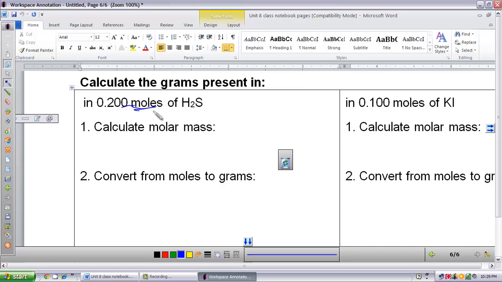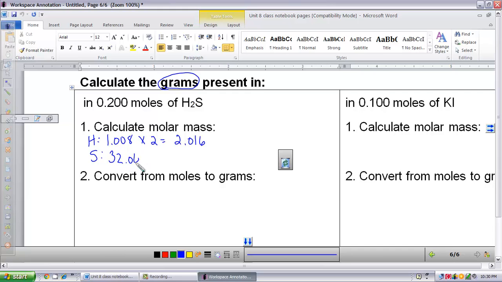All right. In this problem, they give you moles and they want to know how many grams. Okay, and they give you the formula. So the first thing we need to do is figure out how many grams would be in 1 mole. You don't have 1 mole, but we can start with that. Okay, so what we'll do is we'll look at hydrogen, and hydrogen has an atomic mass of 1.008. You need to double it because there's 2 in the compound. Sulfur has a mass of 32.066. This is coming right off the periodic table.